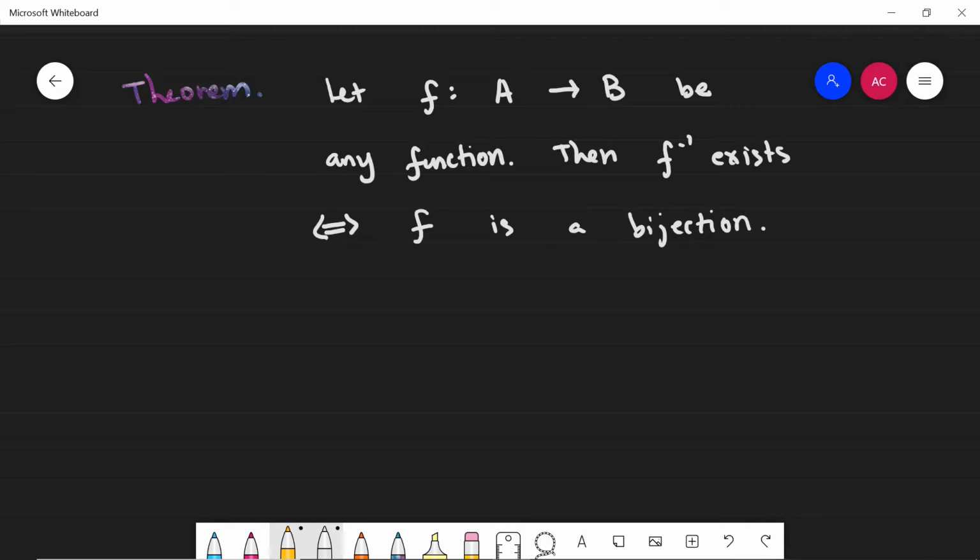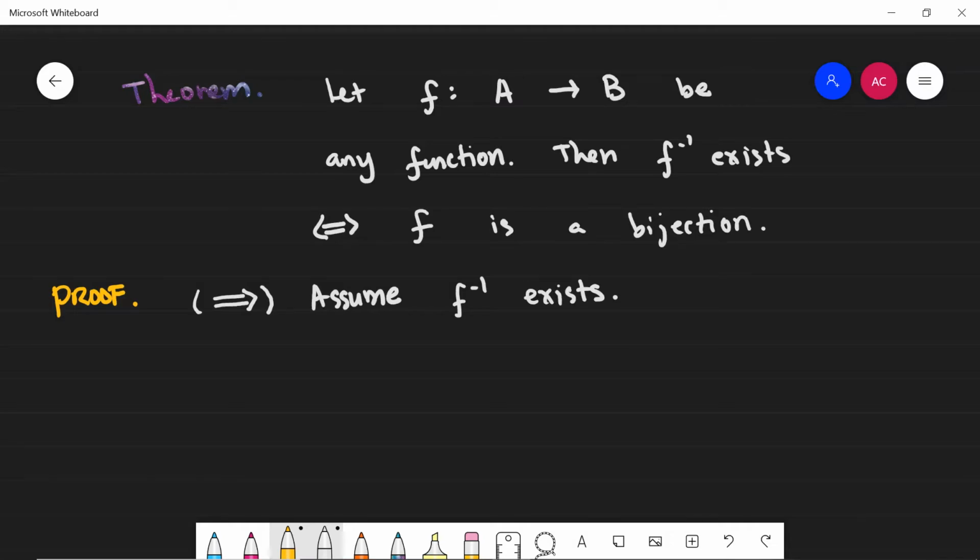This is an if and only if statement, so I have to prove the theorem in both directions, and that's what we're going to try to do here. So here's our proof. Let's prove this direction first. When I'm proving this direction, I'm going to be assuming that f inverse exists. I want to somehow, from that, conclude that f must be a bijection. So assume f inverse exists.